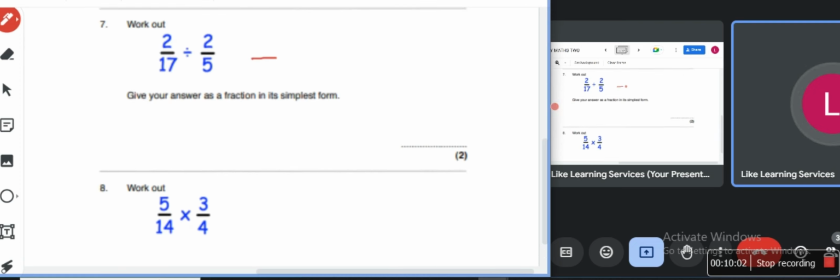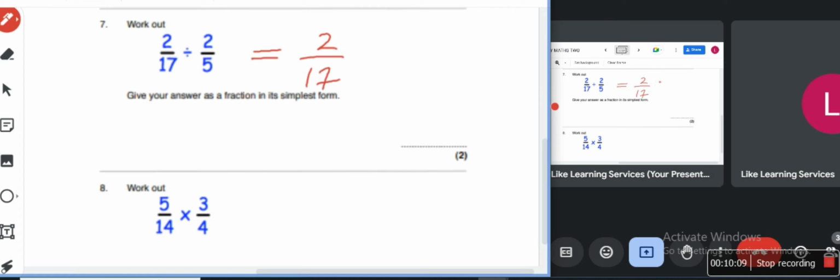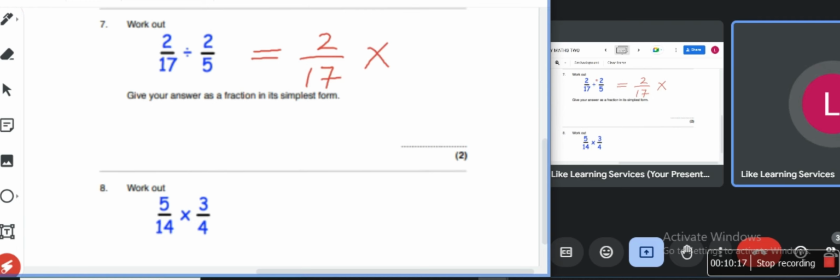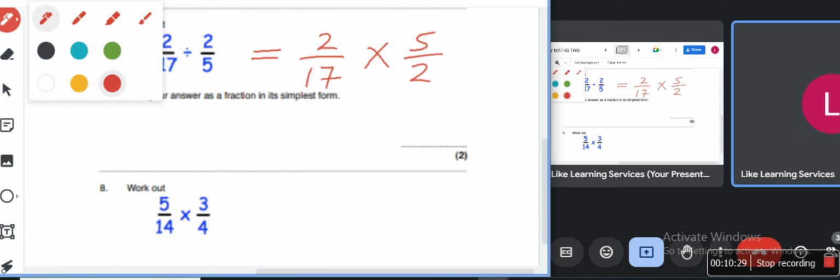What does it change to? 2 over 17 times 5 over 2. Okay. 2 over 17 times, whenever you have division, you change to multiplication and you flip the fraction. The next fraction, 5 over 2. Instead of 2 over 5, it becomes 5 over 2. Okay, so let's go. Is there anything that can cross out?